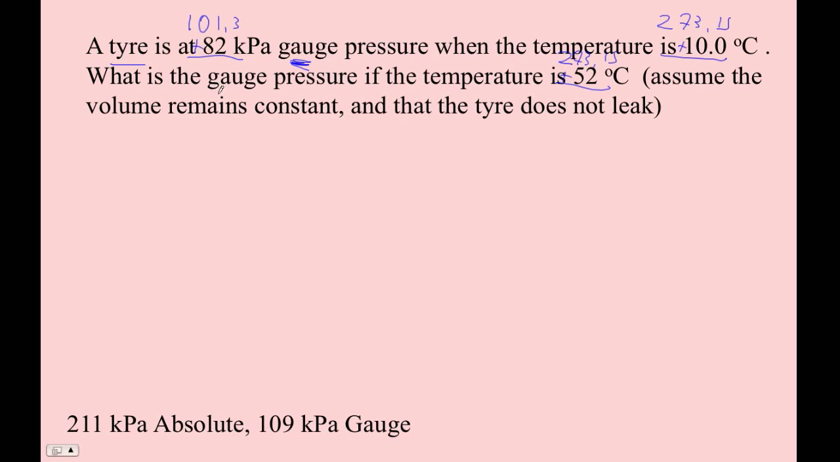So let's assume the volume remains constant. The tire does not leak, right? That's how the Brits spell it. Okay, so P1 V1 over N1 T1 is P2 V2 over N2 T2. Now the volume remains constant. Assume the tire doesn't leak, so the amount you have doesn't change, right?